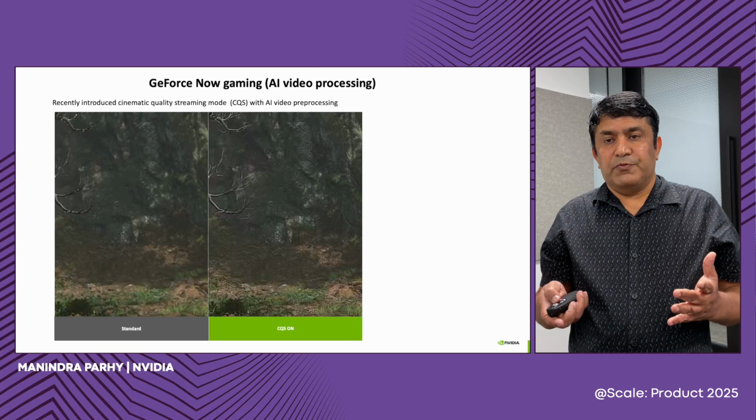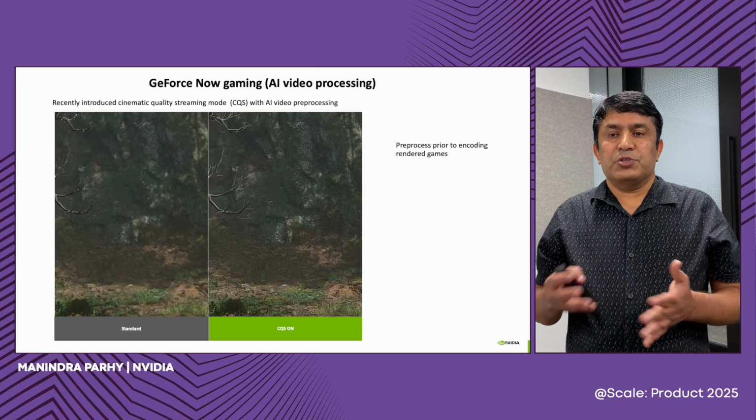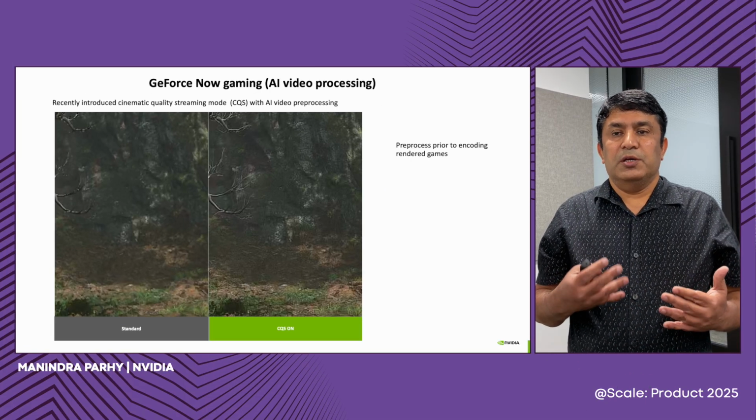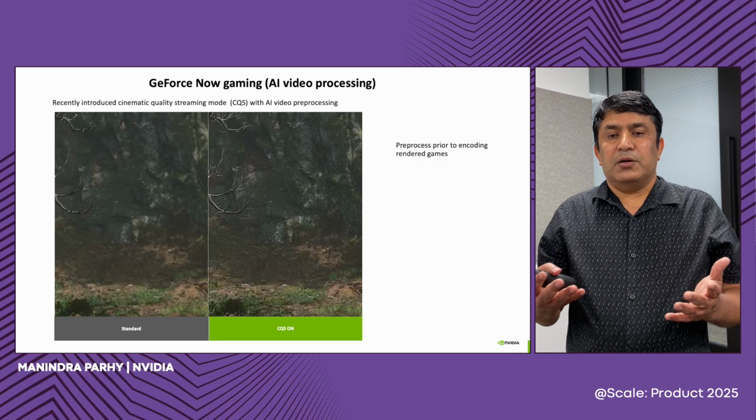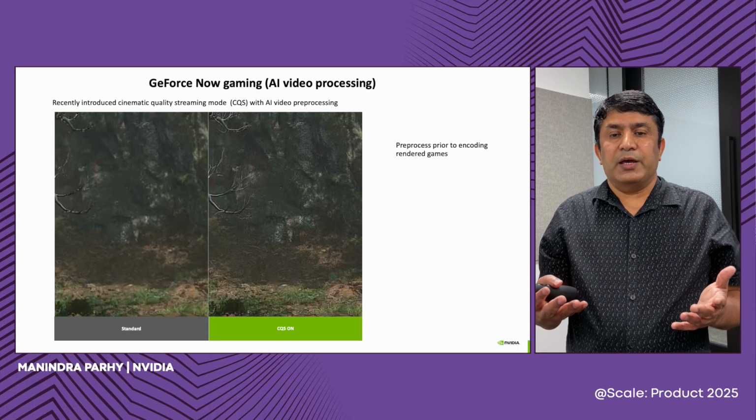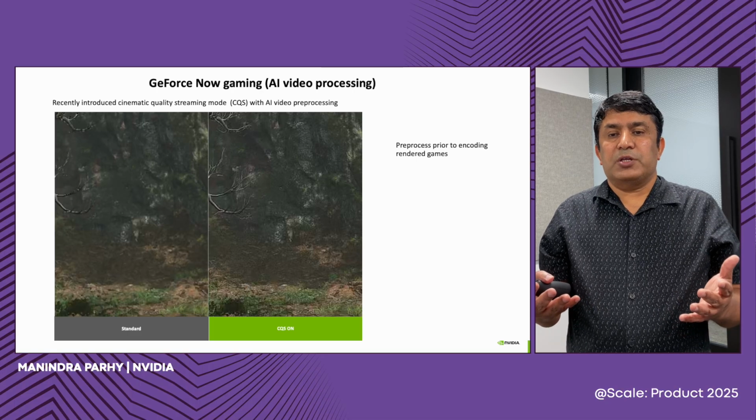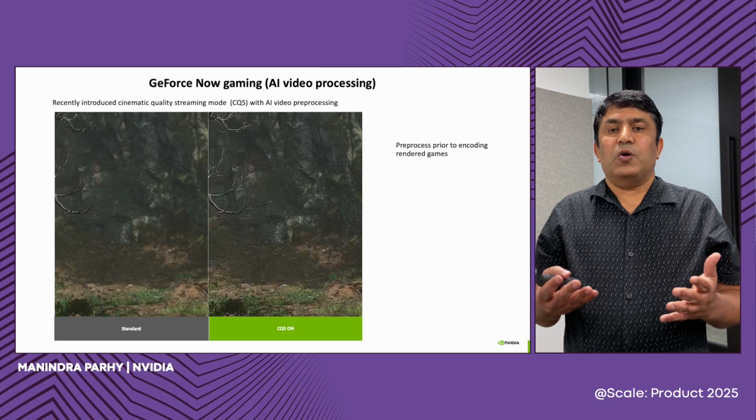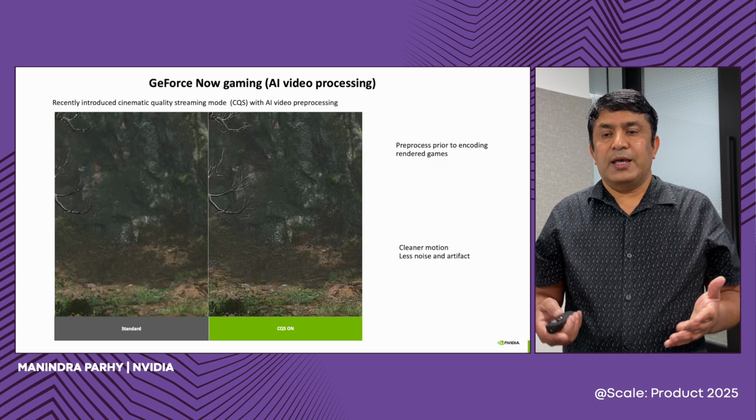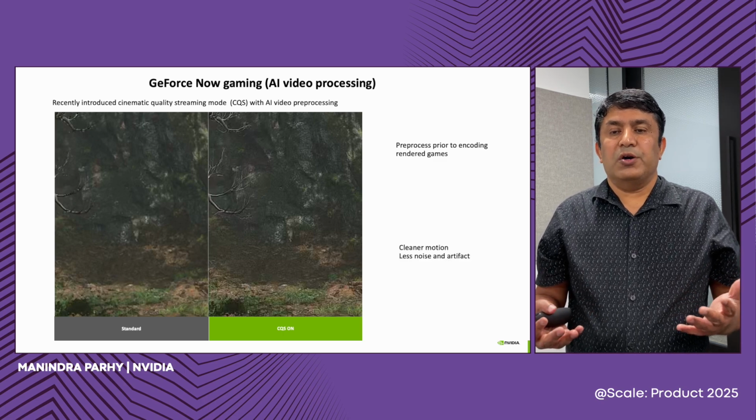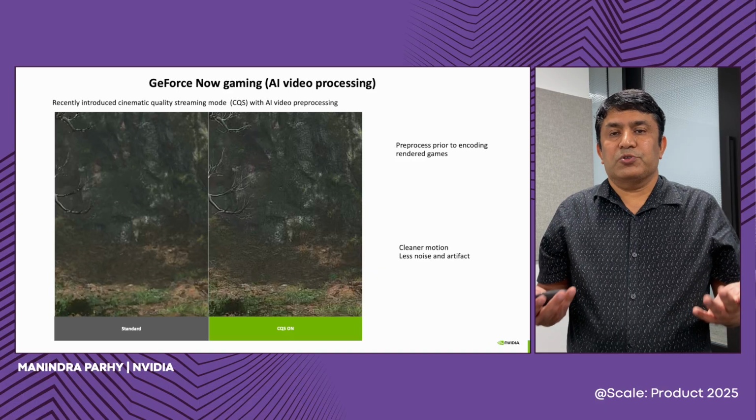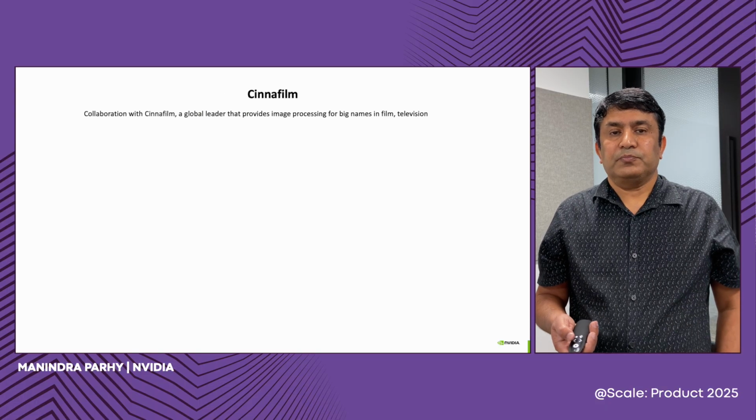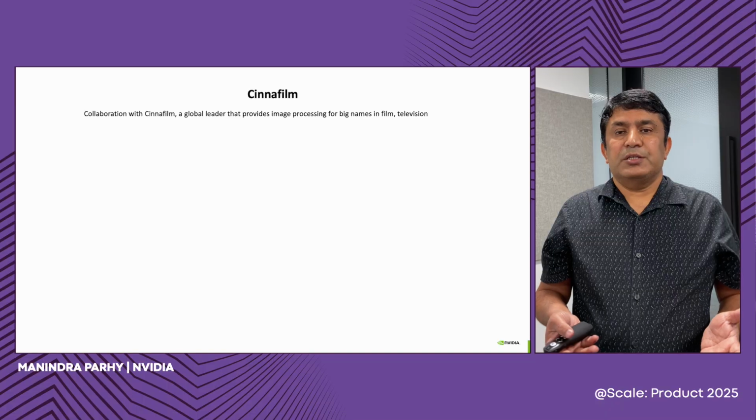And we just reversed the problem. Instead of doing post-processing, we applied pre-processing to encode the rendered games. The right side is an example of that, where we are getting very high quality, and it almost looks as good as if it was locally rendered. So it has cleaner motion, less noise and artifacts, and people are going to enjoy GeForce Now with cinematic quality streaming. Another point to illustrate is Cinefilm.